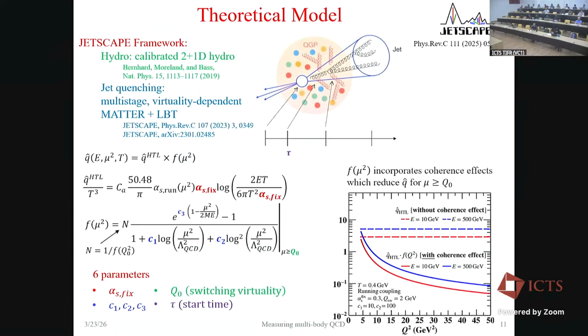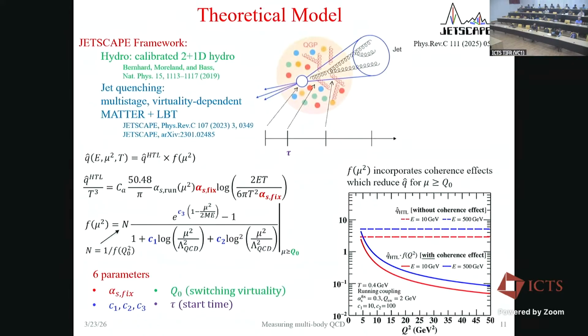So that's the physics. Now let's just look operationally at what a Bayesian inference is doing. If we count up the parameters, there are 6 parameters: this alpha S in the HTL formulation, and the virtuality dependence has 4 parameters, these C parameters, and then there's a so-called switching virtuality.